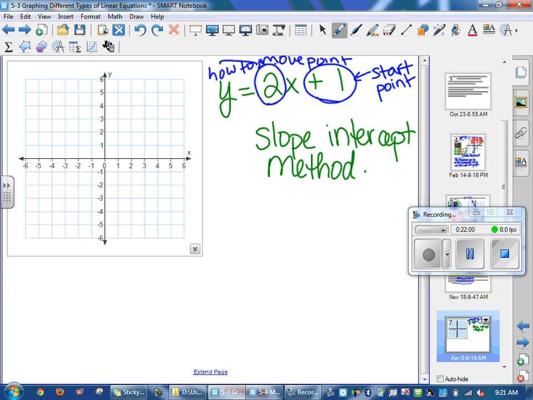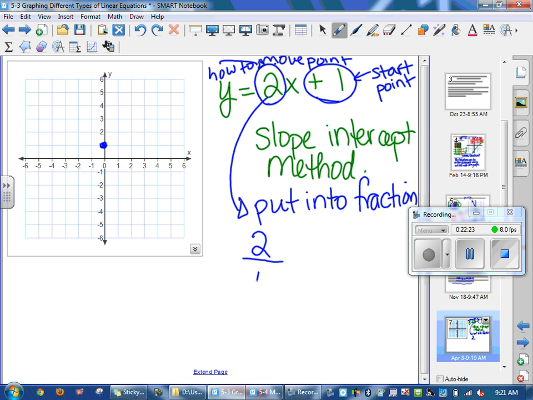Then you move according to your slope. Now the slope you always want in a fraction. You can put any whole number into a fraction by putting it over 1. And remember, it's got that x beside it. The bottom number always moves to the right. The top number is going to go up or down depending on whether it's positive or negative. So this guy's a positive, so it's going to go up. If it was negative, it would go down.